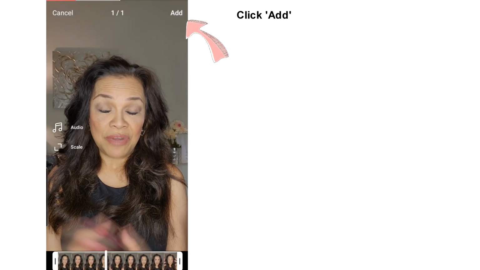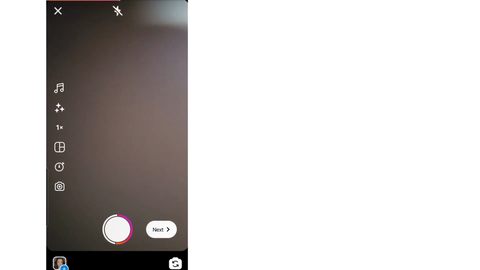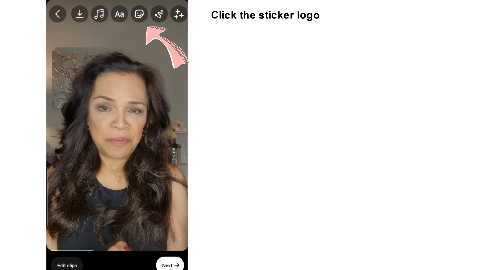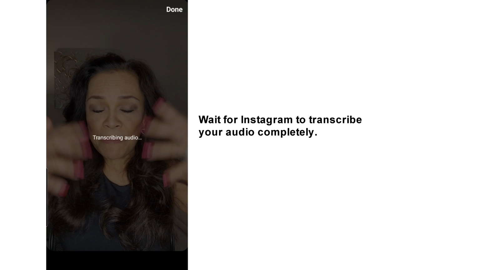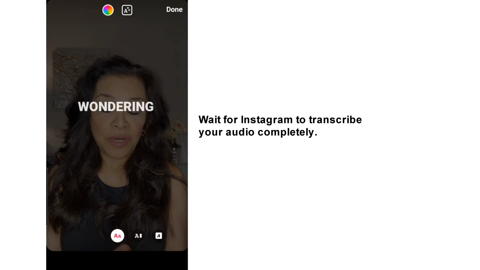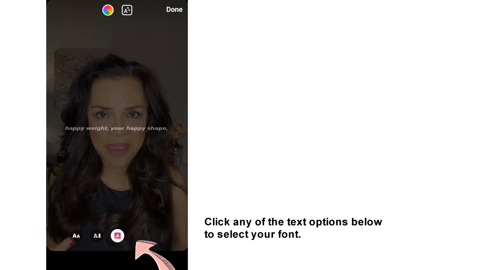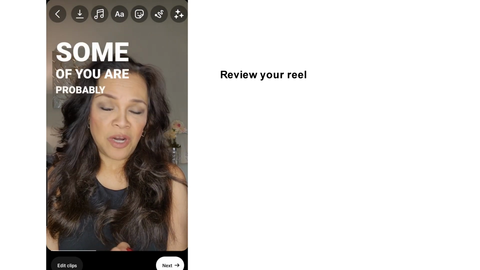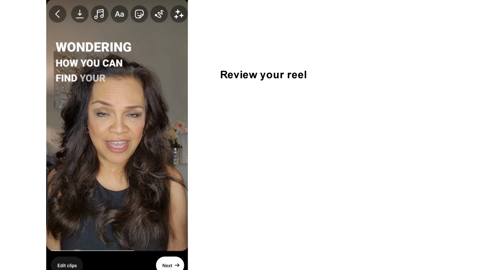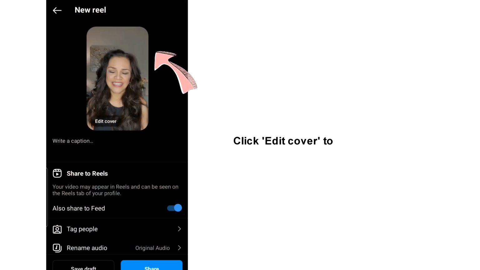Some of you are probably wondering how you can find your happy weight, your happy shape.